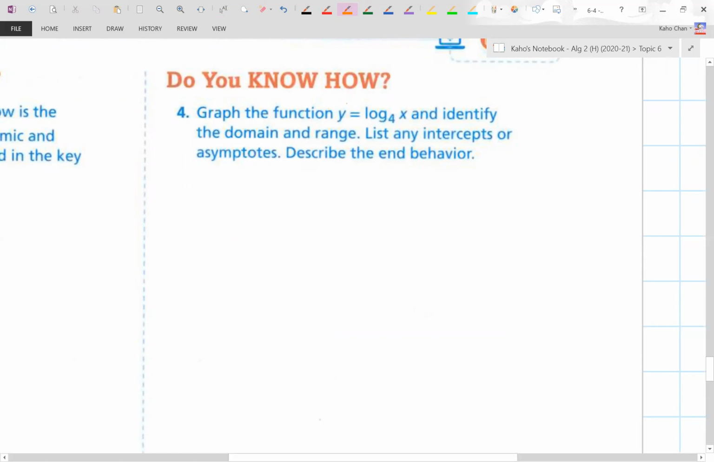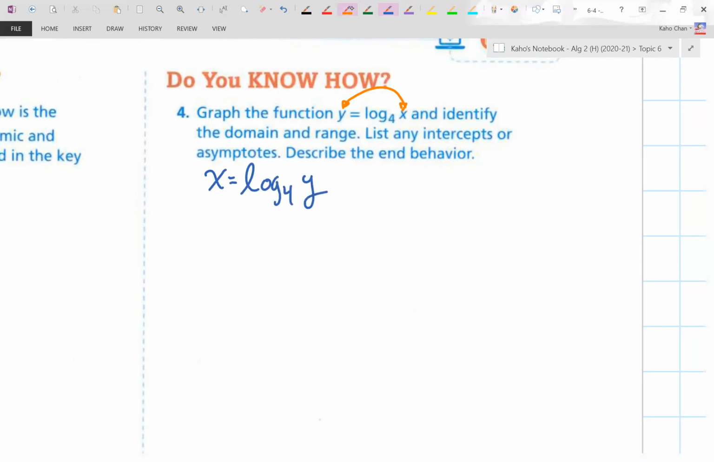Let's go ahead and swap x and y right now. That'll give me x equals log base 4 of y. It's in log form. Let's convert it to exponential form and graph it from there. The base, of course, is 4.